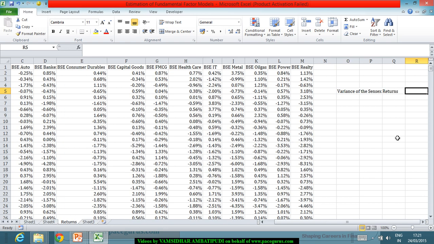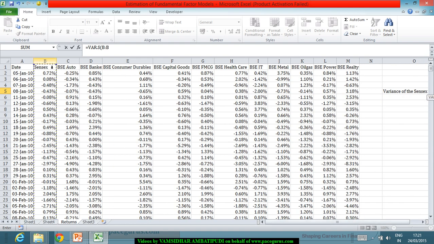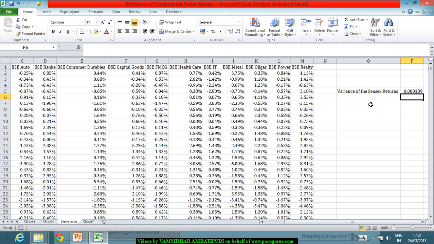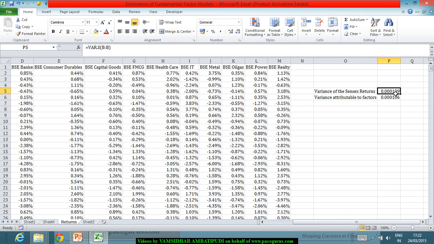Now let me compute individually the variance of the Sensex returns. Directly, I am simply computing the variance of this, around 0.00109, and out of this the variance attributable to the factors I can pull from here, which is around 106. And if I'm looking at it on an annual basis, I'll multiply this by 245, and even this let me multiply by 245.